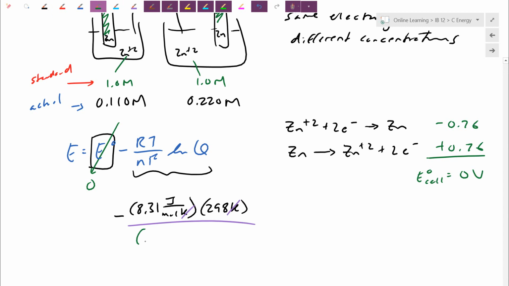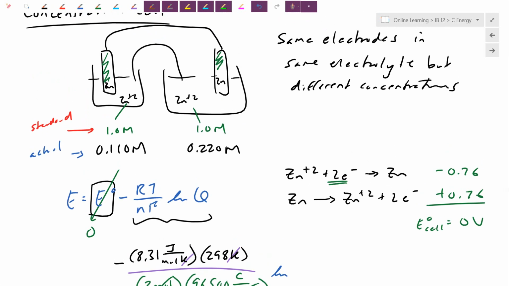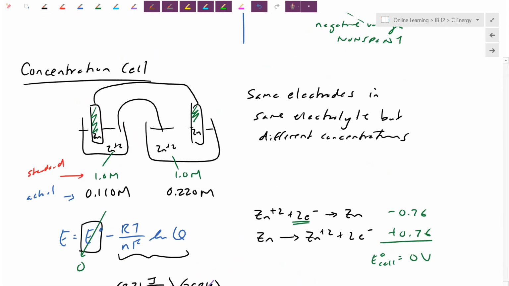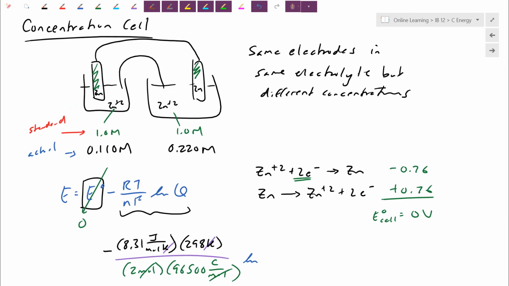So in the balance equation, I have 2 moles of electrons. So 2 moles. Faraday's constant here is 96500. It's the coulombs per mole. So those moles there cancel out. And then we end up with a ln Q. The Q is supposed to be, well, we need to actually decide which side is actually anode, which side is going to be cathode when it's the same on both sides.